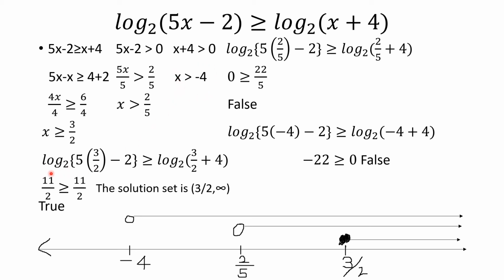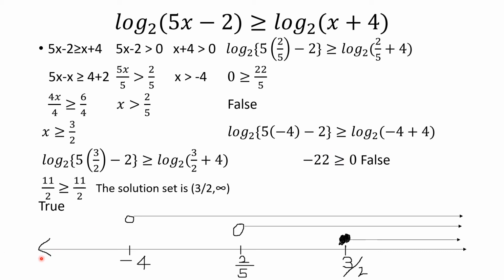So for the log base 2, just substitute the critical values. So we have here 3 halves and 3 halves. So 5 times 3 halves minus 2 is 11 halves. 3 halves plus 4 is 11 halves. This is obviously true. And then here we have 5 times 2 over 5 minus 2 is 0. 2 over 5 plus 4 is 22 over 5. This is obviously false. And 5 times -4 minus 2 is -22. And -4 plus 4 is 0. So this is also false.